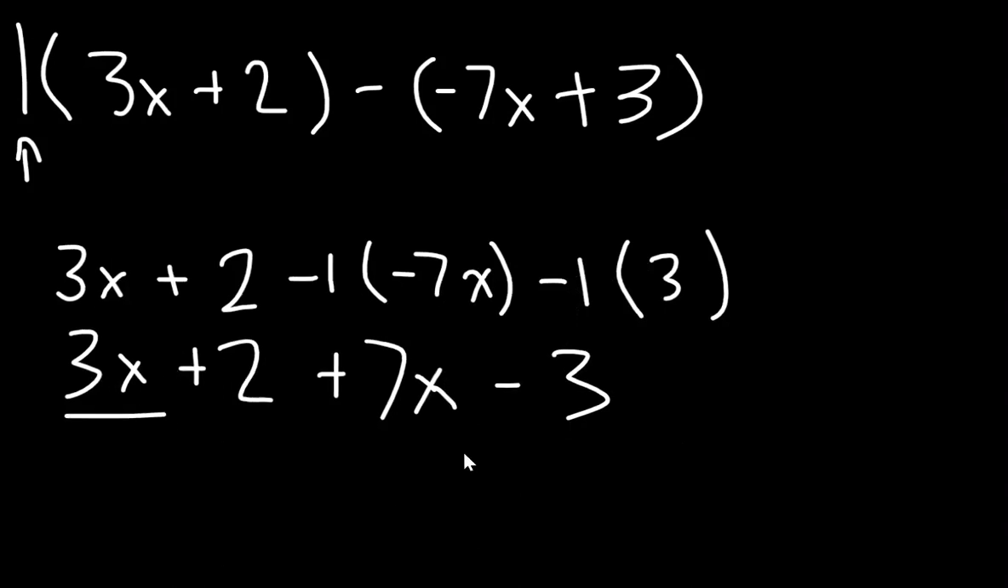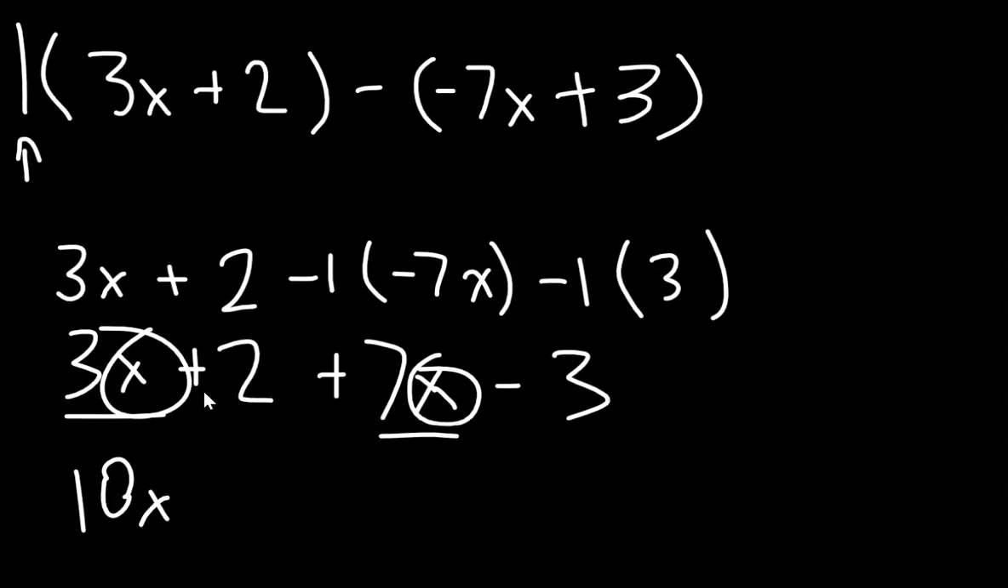So we can combine terms, 3x and 7x. They both have x to the first, right? So we can add them together. 3 plus 7 is 10. 10x. Positive 2 minus 3 is equal to negative 1. Answer is 10x minus 1.